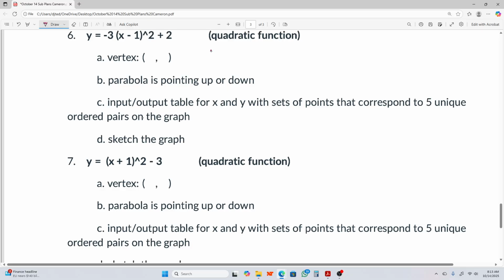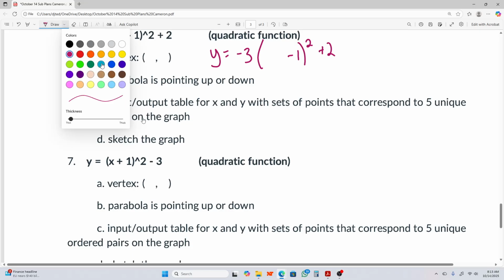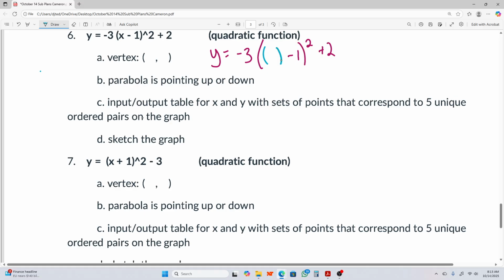We got y equals negative 3. I'm going to leave the x blank. x minus 1 squared plus 2. Because I want to use that x. Since we're in vertex form again, it's very similar to the absolute value vertex form. Vertex form of a quadratic function says y equals a times x minus h squared plus k. This used to be on your reference sheet in Algebra 1. You use it enough, you get it memorized. Where (h, k) is the vertex.